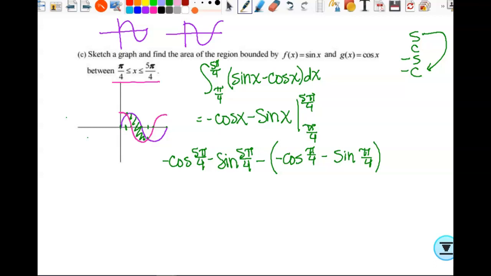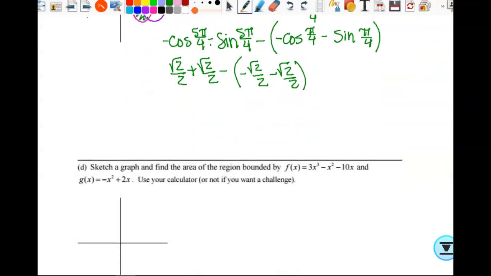When I take the cosine of 5 pi fourths, that's negative square root of 2 over 2, but I have to make it negative, so I get square root of 2 over 2. Sine of 5 pi fourths is negative square root of 2 over 2, but I have to make it negative, so it's plus square root of 2 over 2. Minus, and then this is going to be negative square root of 2 over 2 minus square root of 2 over 2. Everybody good with where all that came from? Because you got to know your trig values, you got to know your unit circle.